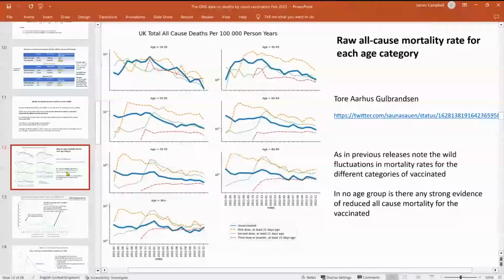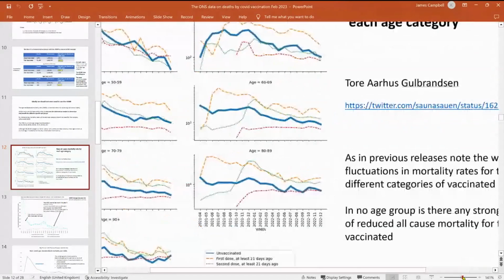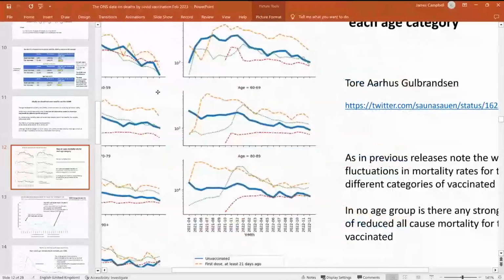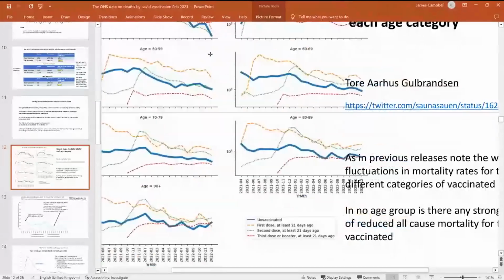What he's done here is plot the all-cause mortality rate for each of those age categories with the different vaccination categories. What you want to look at, and I'm colorblind, is there a bold blue line almost through the middle of each of these? Yes, there is indeed. That's the unvaccinated. You can see in all categories it's in the middle. It's lower than some of the vax categories and higher than some of the others. So it's not very convincing evidence that the vaccine is particularly effective. No, indeed.